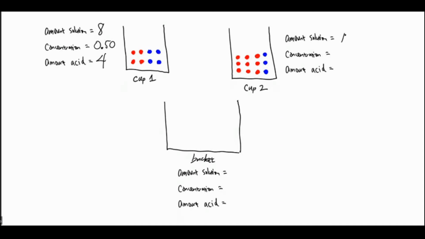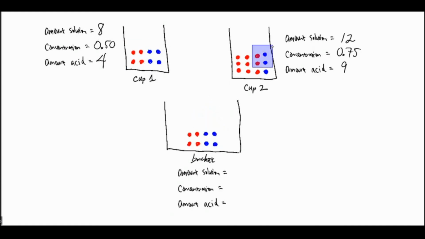In the second cup, we were told that there were 12 total liters of liquid. We were told that the concentration was 75% acid, so we wrote that as 0.75 here in decimal form. And here again, we can apply that equation, amount solution times concentration, so 12 times 0.75, that leads to this 9 here. And so the number 9 that we discovered is what corresponds to the 9 red dots that we see.